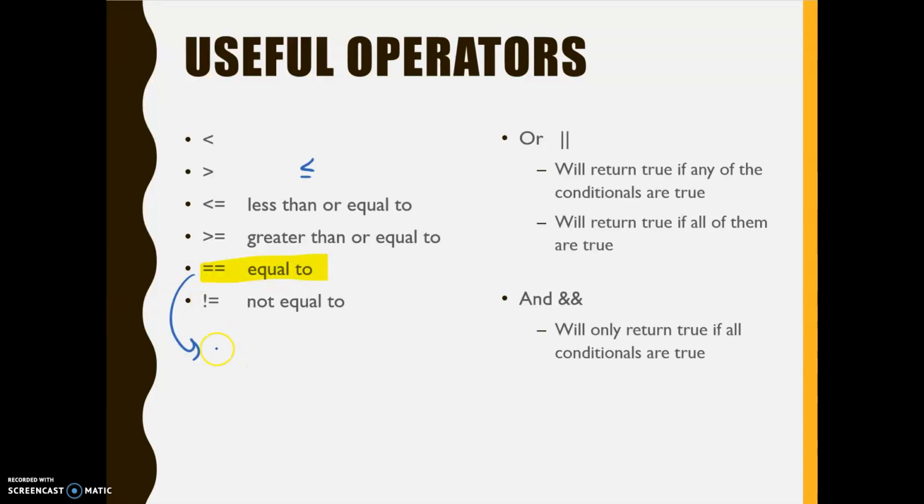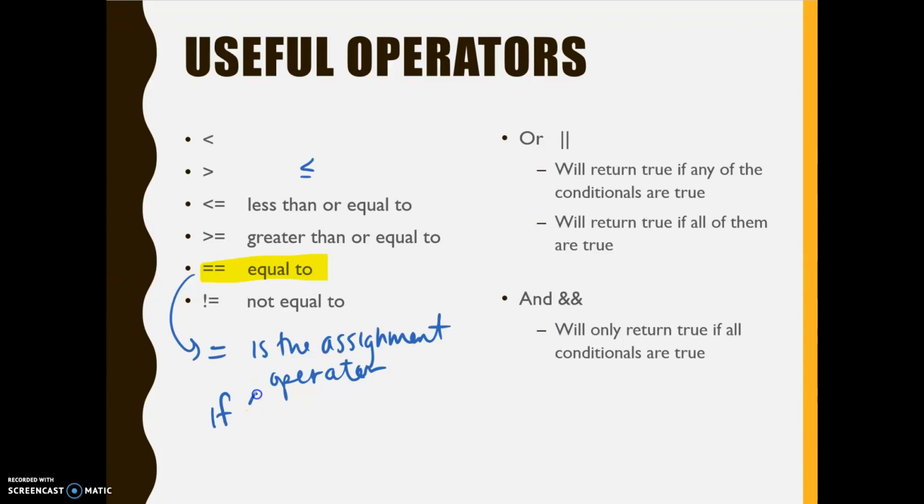And the reason why we need this is because a single equal sign is the assignment operator, which means it assigns a value to the variable. If I want to check if the variable is equal to a value, I have to use the double equal sign. And that's a really common error people make in programming.